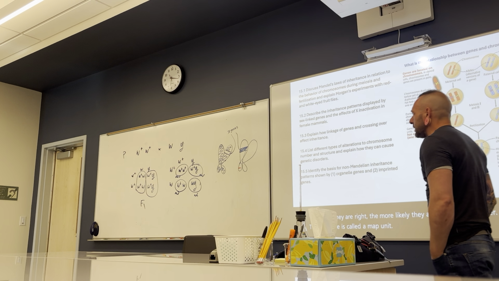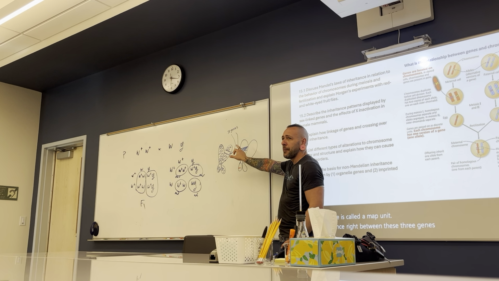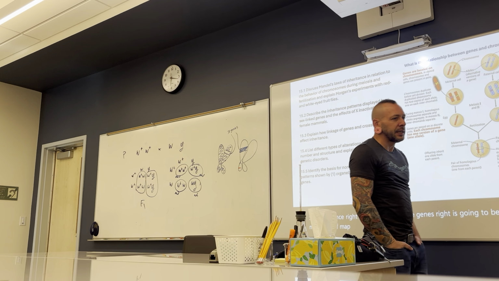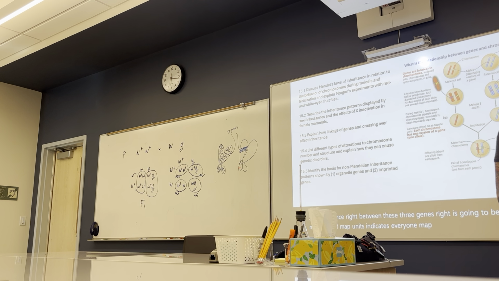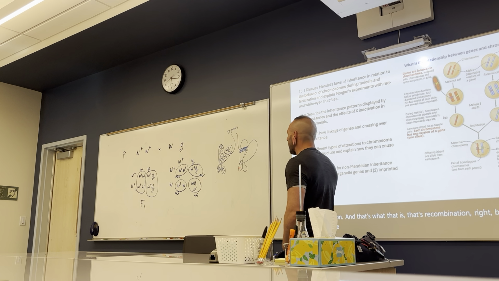So the distance between these 3 genes is going to be a few map units. Every 1 map unit is a 1% chance of recombination, and that's what that is. That's recombination, because we now have new combinations of genes we didn't have before.